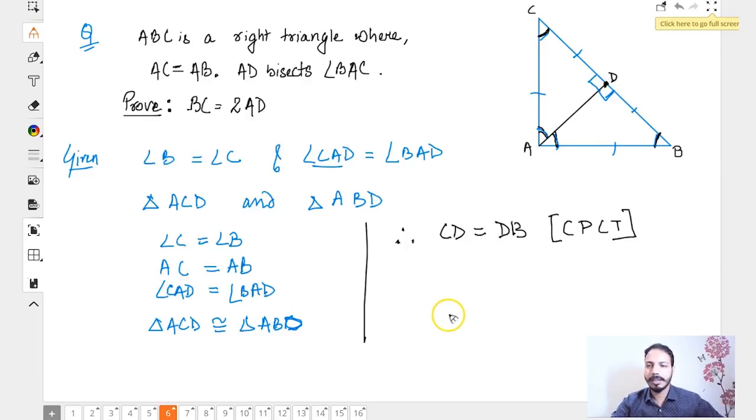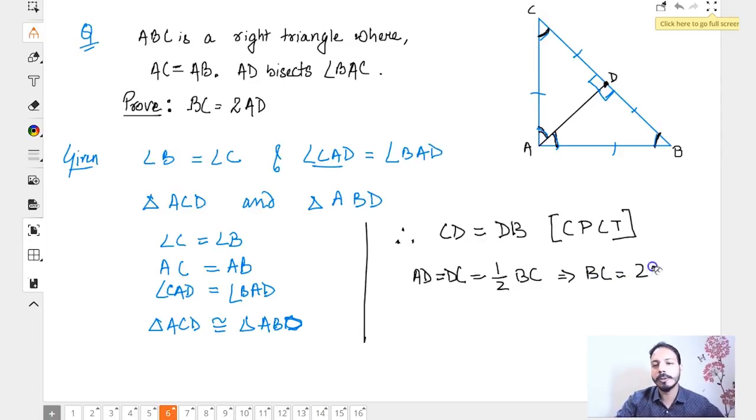Okay. Now we need to prove that this is equal to this, because if we can prove AD is equal to DC, and DC is nothing but half of BC, then in that case we can prove that BC is equal to 2 times AD. So that means what I'm showing here is the approach. The approach should be, I need to prove that AD is equal to DC. That means I need to prove that this is an isosceles triangle. Now how do I do that?